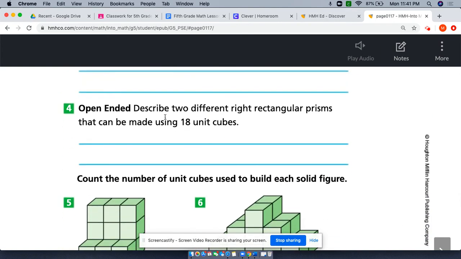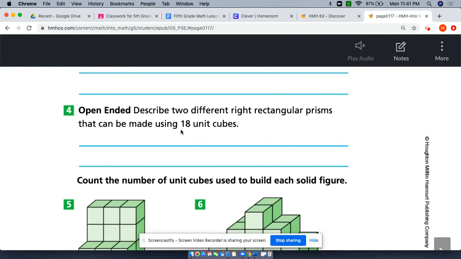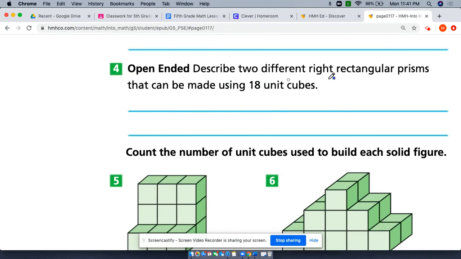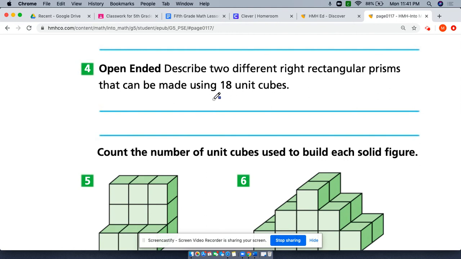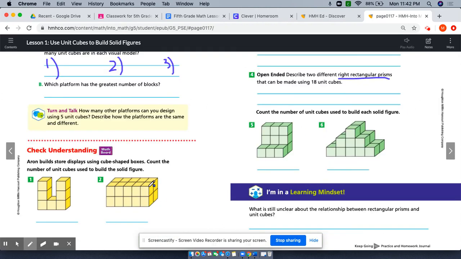Then it wants to know, this is not related to this. So number 4: describe two different right rectangular prisms that can be made using 18 unit cubes. So for example, I'm going to give one way. There are still 2 more ways besides this one. So I had to make something. I have 18 cubes. How can I set it up to look like a right rectangular prism? Something that looks like this shape, not like these other shapes, something like the shape in number 2.